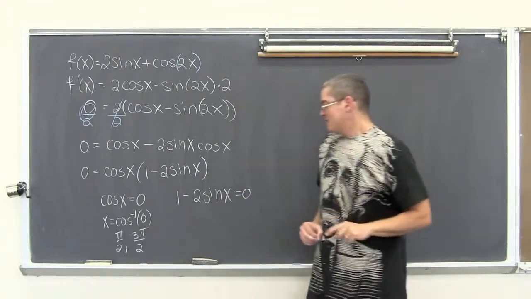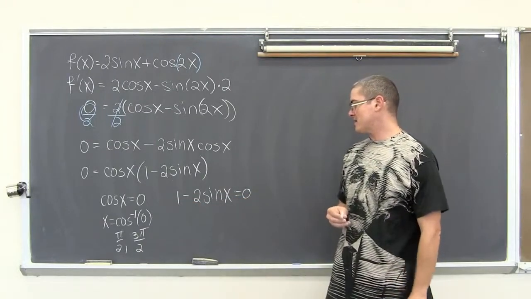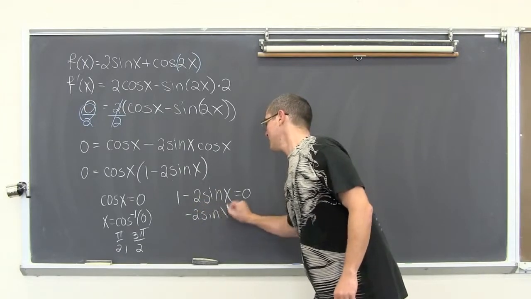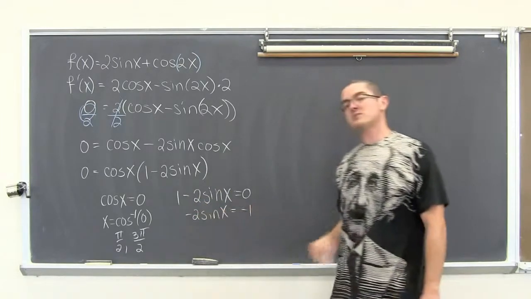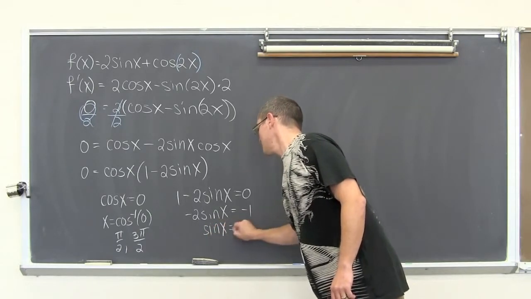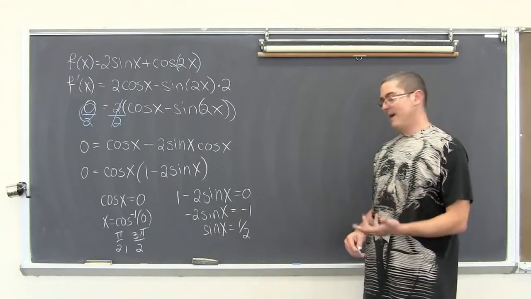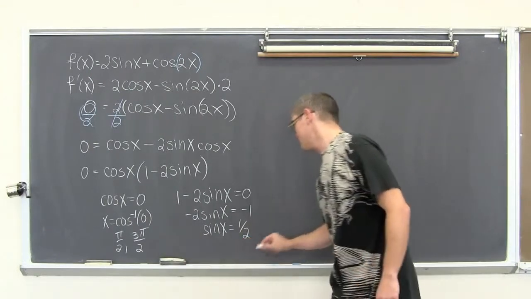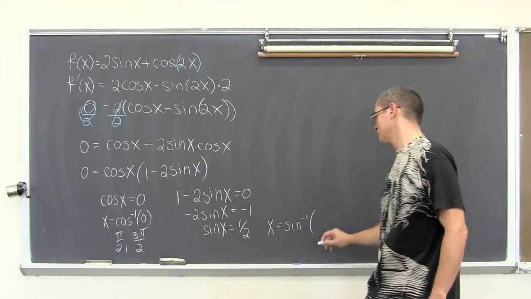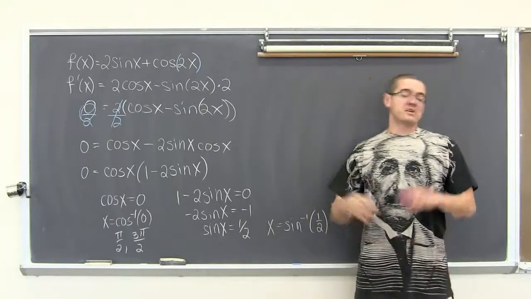Sorry for the interruption. So here we have 1 minus 2 sine x. So we're going to bring the 1 over and get negative 2 sine x equals negative 1. Divide both sides by negative 2, and sine x is equal to 1/2. Now you need to get the sine function away from x. So x is going to be equal to the inverse sine of 1/2.